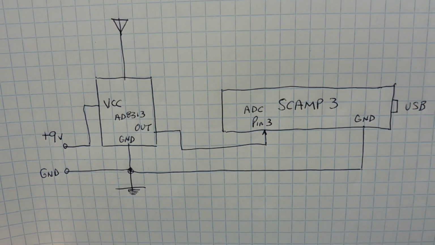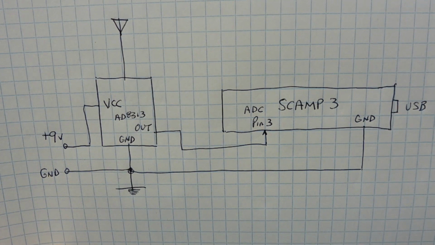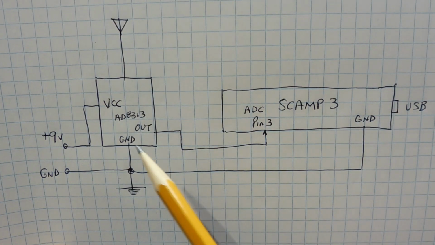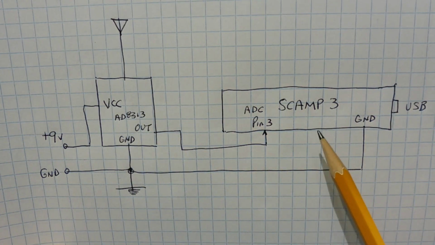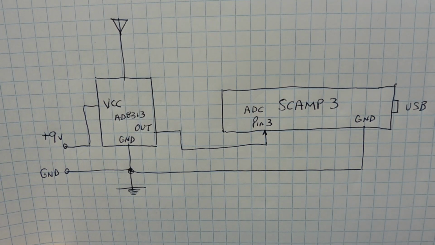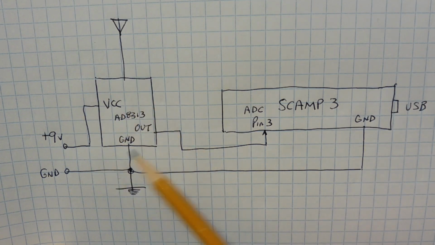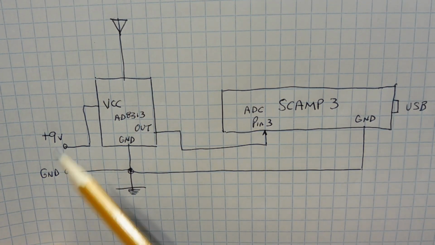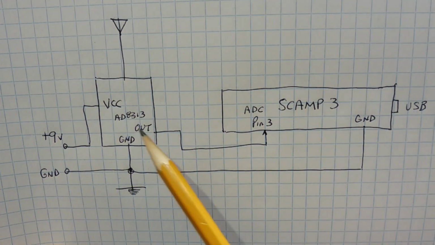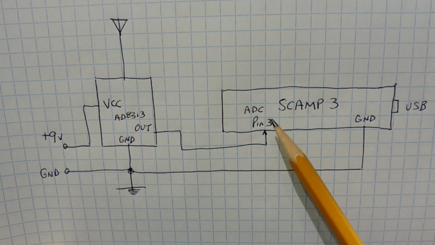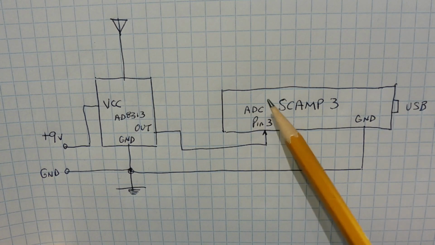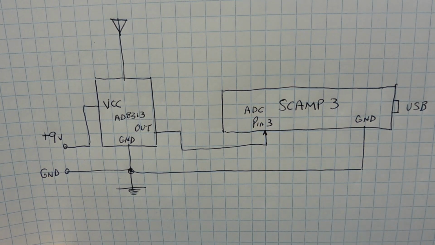Okay, here's a schematic diagram of the circuit that I built on my breadboard, my RF field strength meter. It has two components. On the very left, you can see the RF detector. On the very right is a Scamp3 board. The RF detector has the AD8313 IC, and I'm powering the module with 9 volts. It'll take from 7 to 15, I pick 9. And the output of the RF detector is fed into pin 3 of the Scamp3 board. That's the ADC, configured as an ADC input.